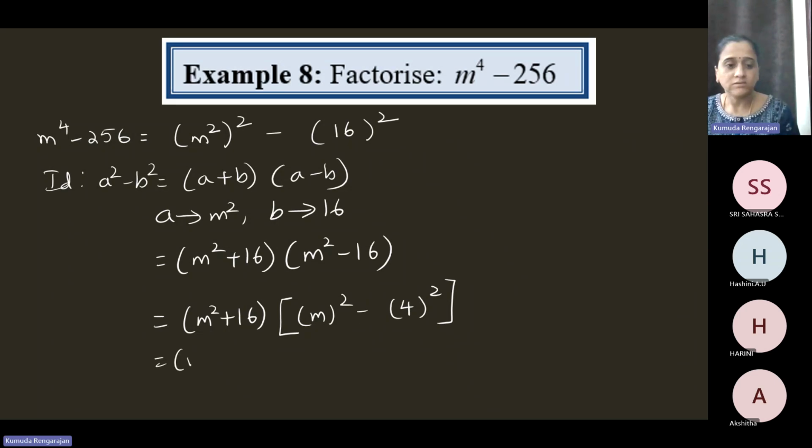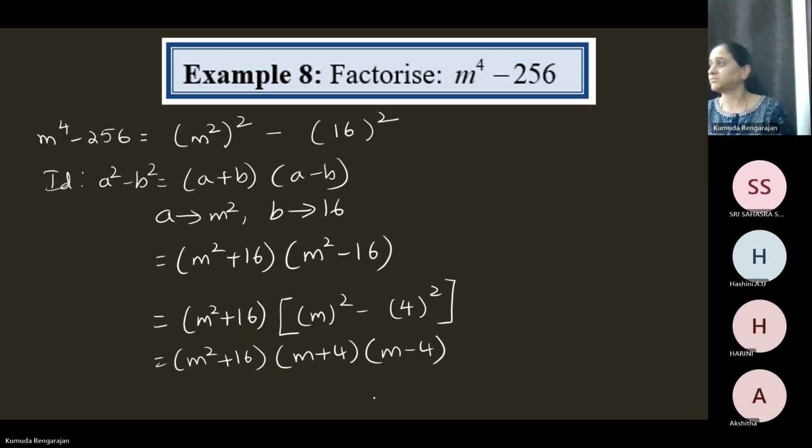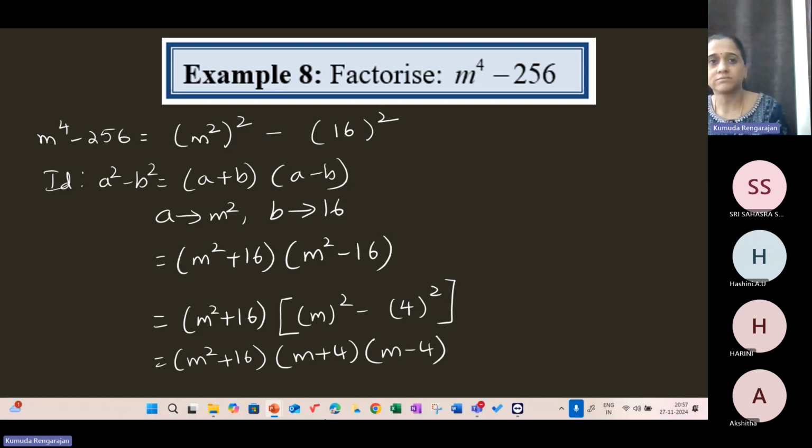So m squared plus 16 stays as it is. Now here a is m and b is 4. So a plus b, m plus 4, into a minus b, m minus 4. All right?